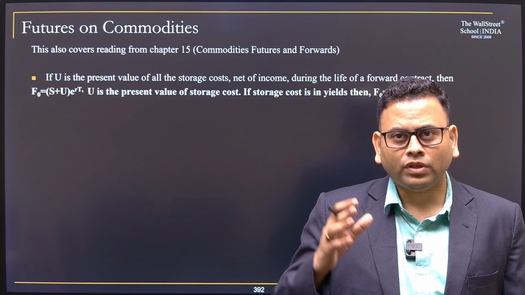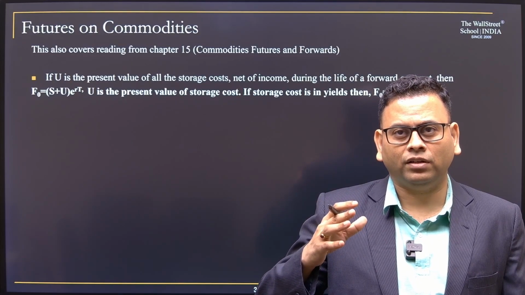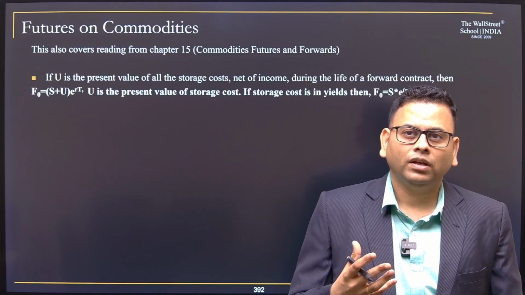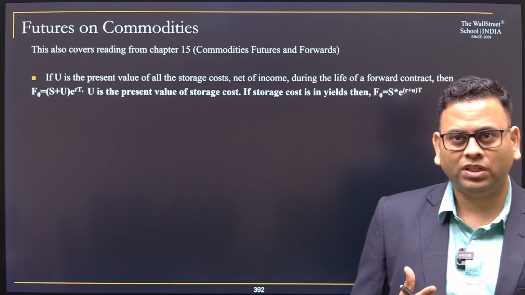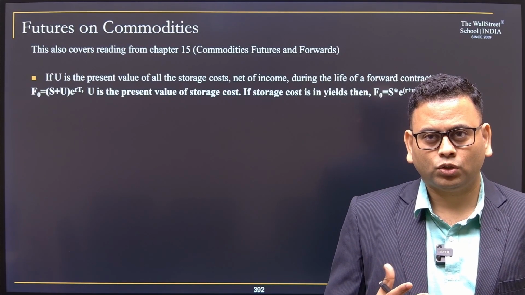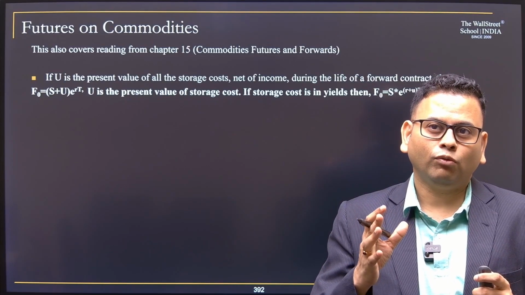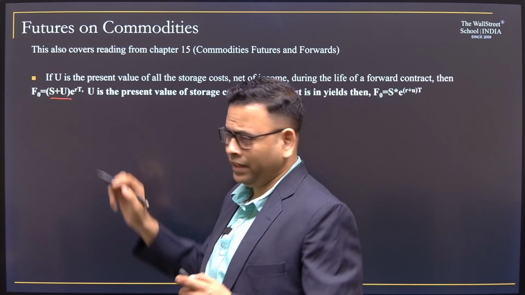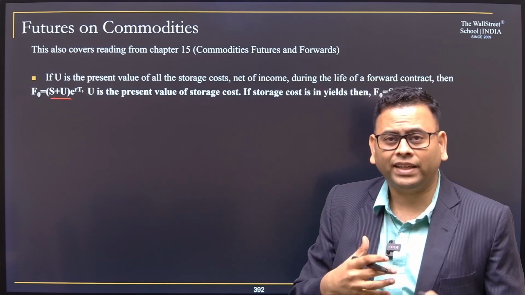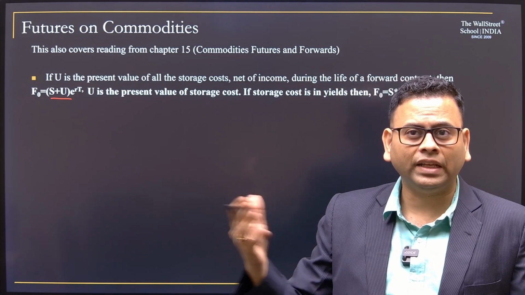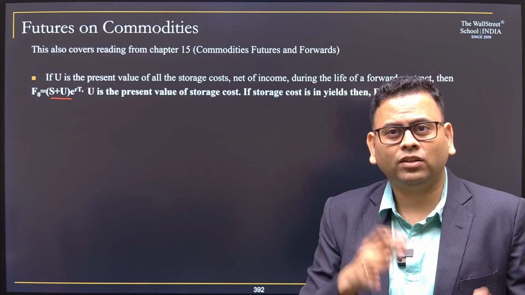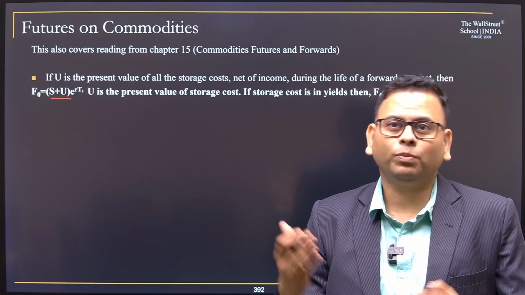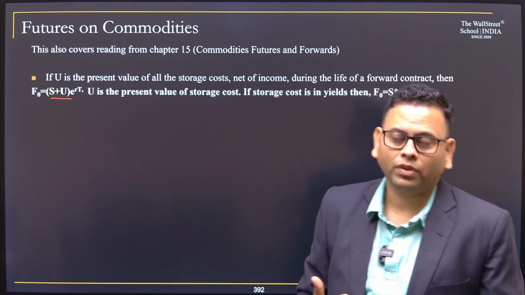So on one hand, where the investment assets were giving you dividend, the income, in the case of commodities or consumption assets, they would be cost. So the formula intuitively would become S naught plus U. So instead of S naught minus I, where I was the present value of future income, here you'll add the cost, because remember, cost will always be added, income would be adjusted against the cost.